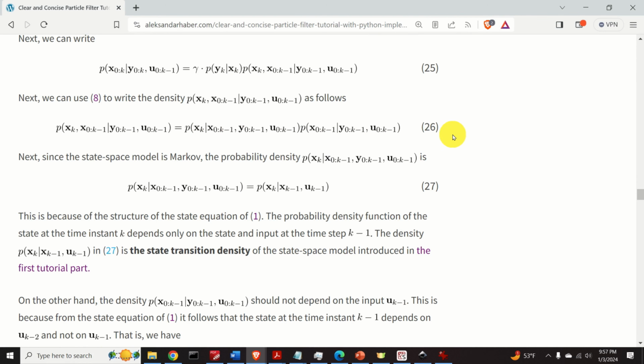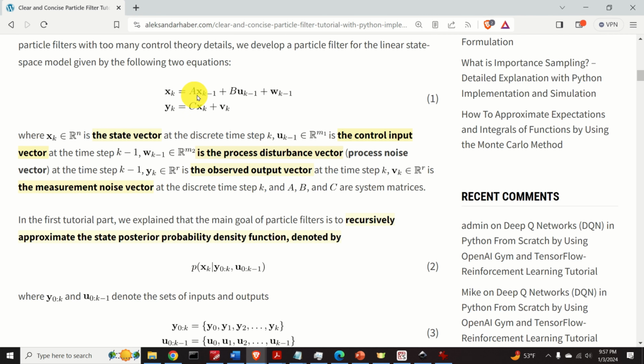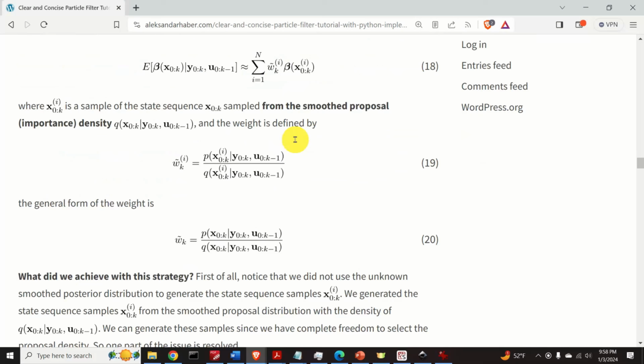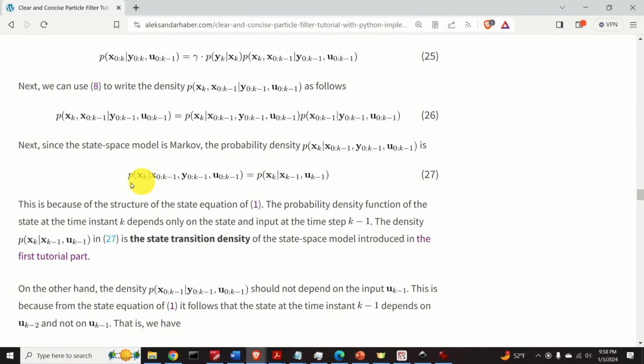Next, since the state space model is Markov, this probability density can be written like this. And this is a very important simplification. It's very important that you understand this step. This is because of the structure of the state equation given by equation 1. Here's our state equation. We can observe that the state at the time instant k only depends on the state at the time instant k minus 1, the input at the time instant k minus 1, and the process noise vector at the time instant k minus 1. Due to this, we can establish this simplification.